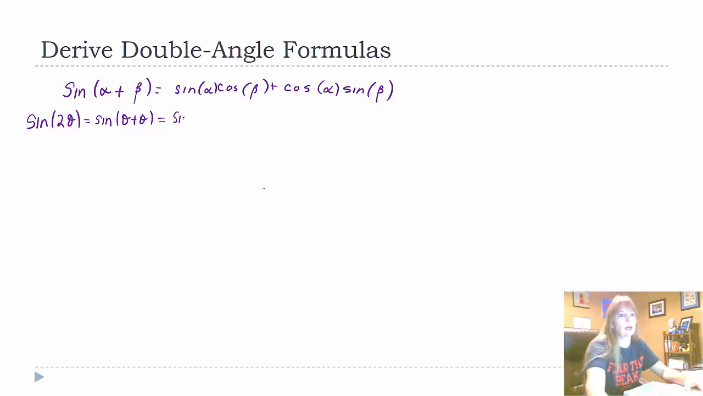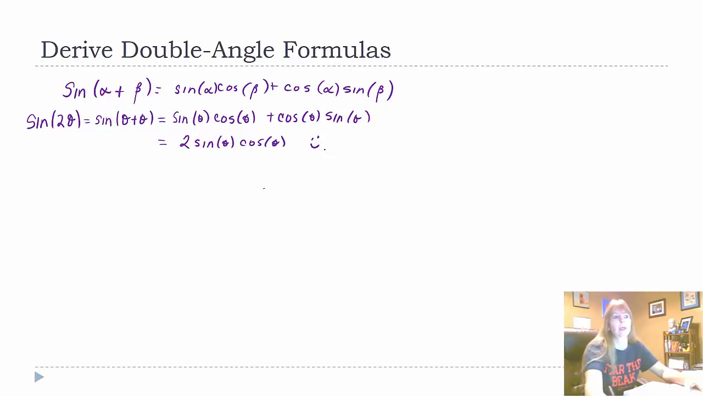So I get sine theta cosine theta plus cosine theta sine theta. And then, of course, these being the same gives me 2 sine theta cosine theta. So that's my double angle formula for sine. Well, let's look at the cosine.